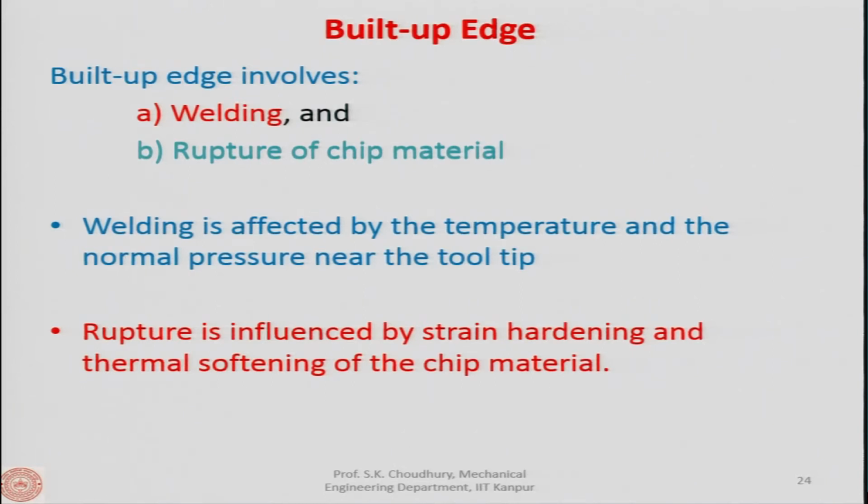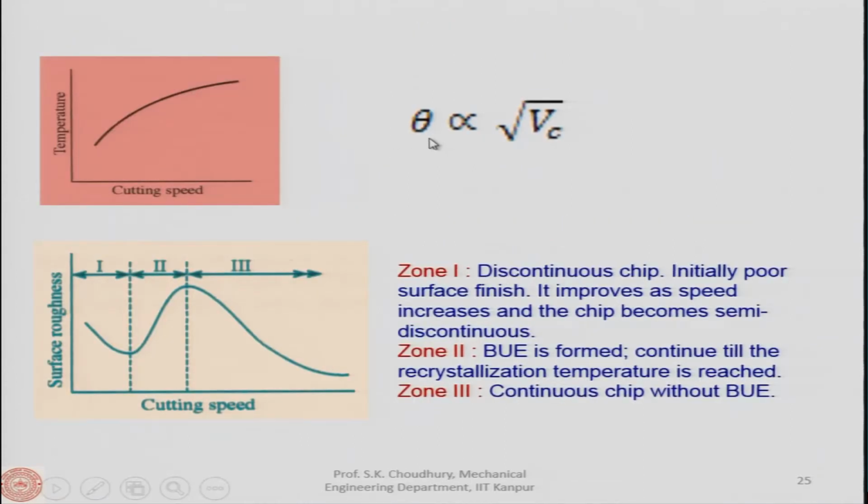And the temperature which actually occurs as you increase the cutting velocity is proportional to the square root of the cutting velocity. Okay. So, as the cutting velocity is increasing, the temperature will increase, but in this fashion. So, it will be non-linear, not proportionally increasing, because it is V c to the power 0.5. Okay. This is proportional to V c to the power 0.5.